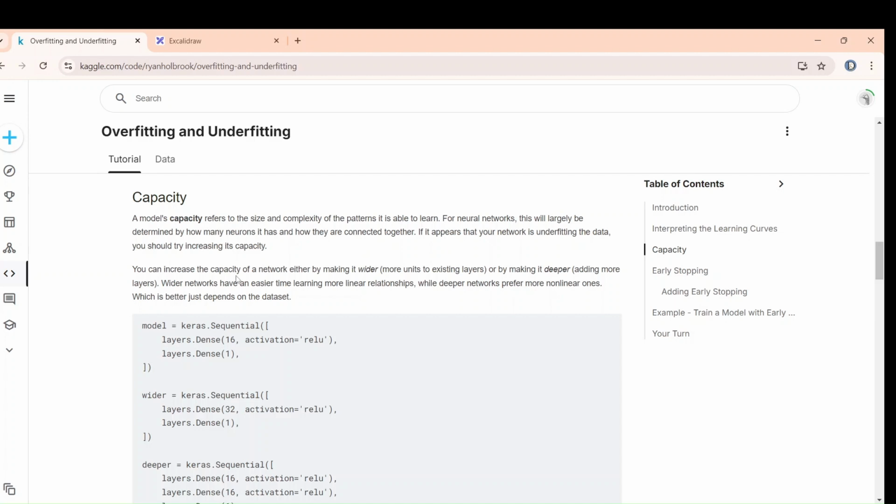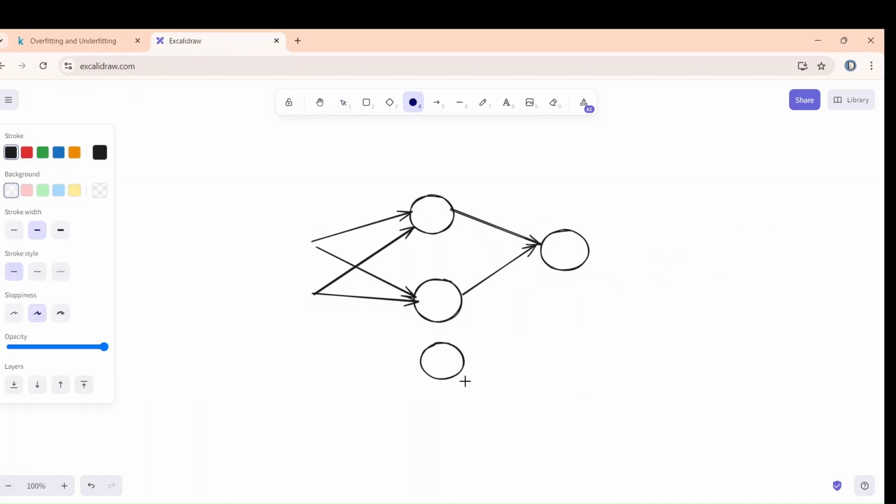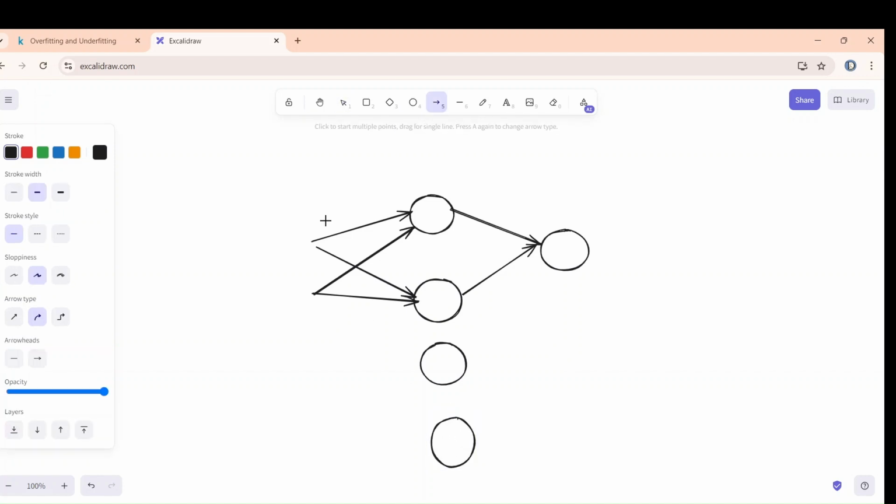Okay. Now suppose I want to make it wider. I can increase the capacity of a network by making it wider, that means adding more units to the existing layers. This layer is already existing. What I am doing is adding units. So I am adding 1, 2, 3, 4, and I am passing the inputs to them as well. You get my point. This is the way you make the neural net wider.